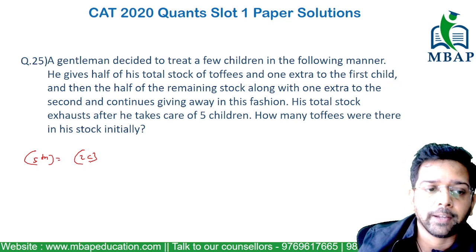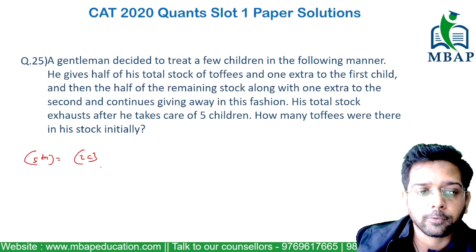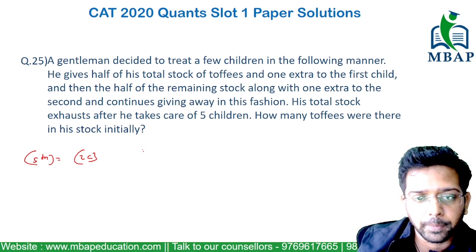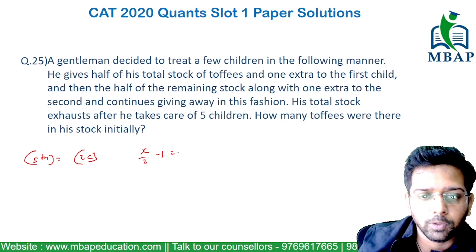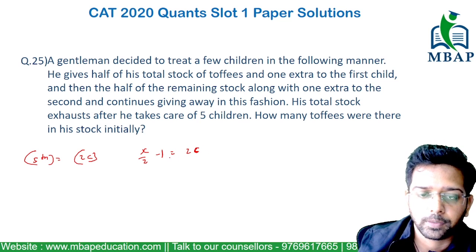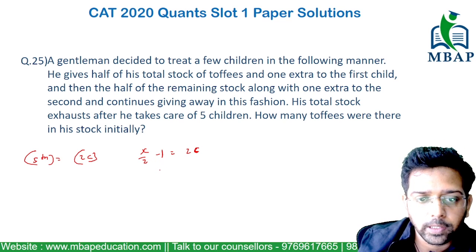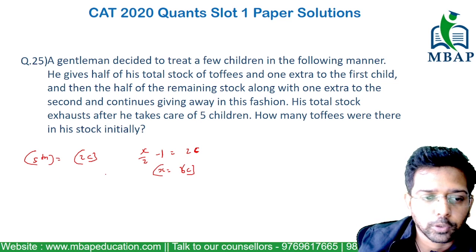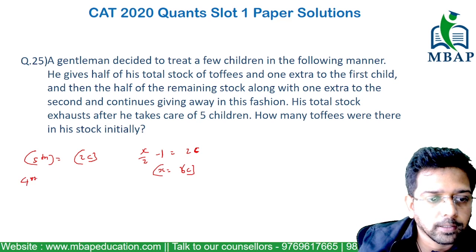Okay, so if I have to find the total number of chocolates present to the fourth child, it will basically be x by 2 minus 1 will be equal to 2 chocolates. He's eating one of it, so he's leaving 2 chocolates. If you solve this, you will get x to be 6 chocolates, which means the fourth child was presented with 6 chocolates.